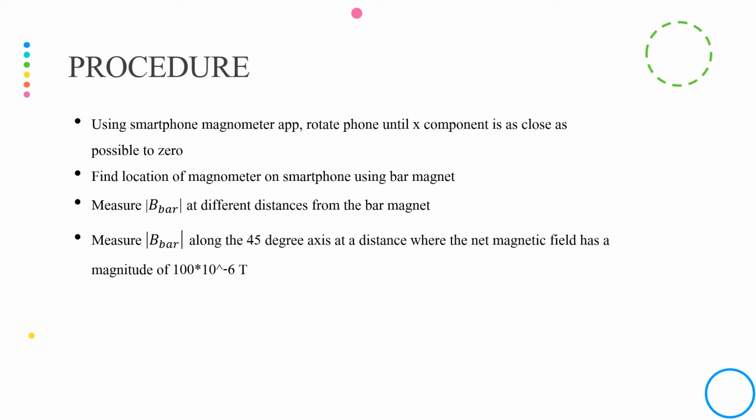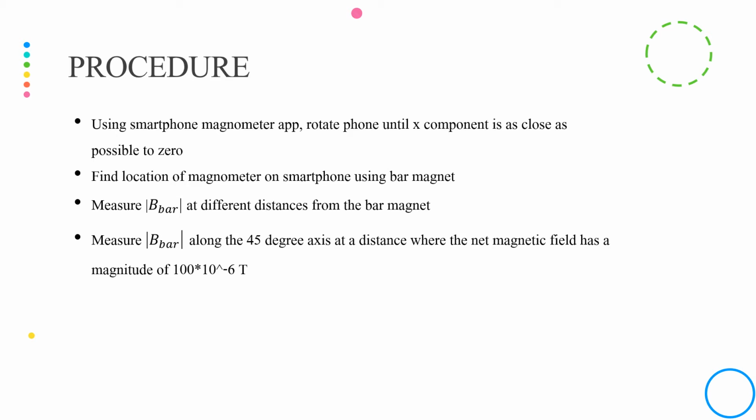Procedure. Using a smartphone magnetometer app, I rotated my phone until the X component is as close as possible to 0 in order to align with magnetic north. Then, we find the location of the magnetometer on the smartphone using a bar magnet, positioning it at different areas until we can zero out the Y component.